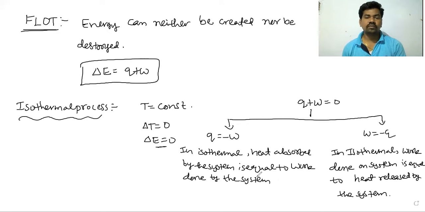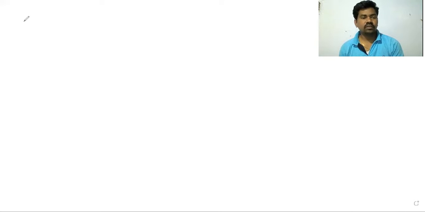Heat released by the system. Okay, this is in isothermal process. Now, the second one, the cyclic process.